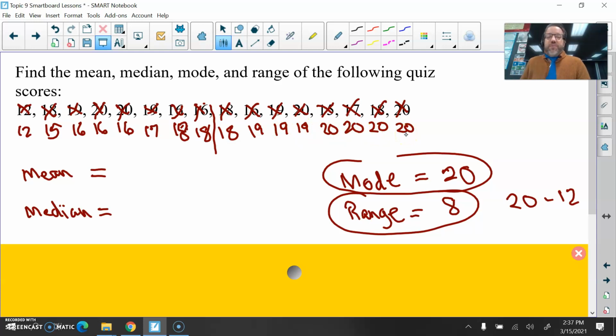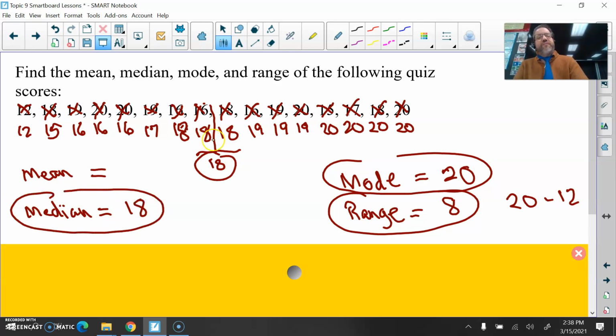There are 16 numbers in this data set. Whenever there are an even number of numbers, you won't find a number that's smack dab in the middle. You're going to be between 2 numbers. So what you want to do is average those 2 numbers that are in the middle. And they both happen to be 18s here. So when I average them, that will equal 18. So that means my median is 18.